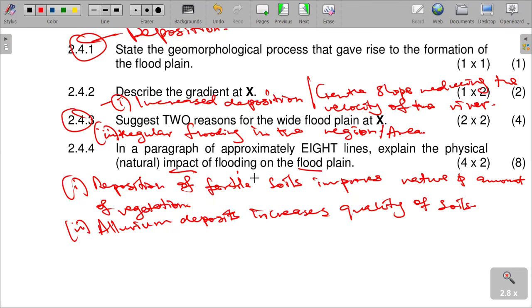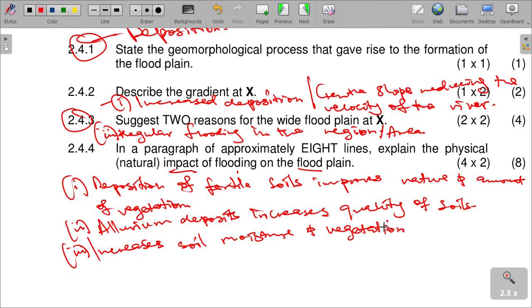And then we can talk about how this increases soil moisture, and obviously the vegetation that is found in this place. Soil moisture and vegetation increase, and eventually it increases biodiversity.